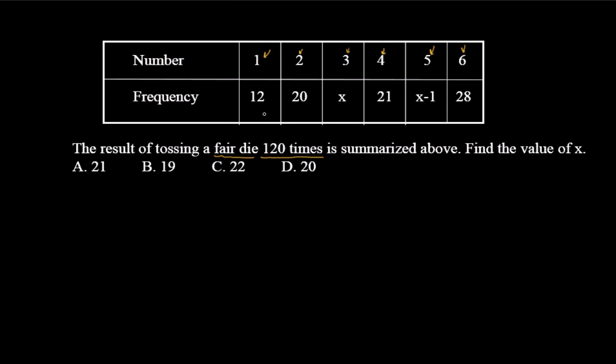Now, to explain this table, it implies that after the person has tossed the die 120 times, what he observed was 1 appeared 12 times, 2 appeared 20 times, now 3 appeared x times, 4, that is the face 4, appeared 21 times, 5 appeared x negative 1 times, and 6 appeared 28 times.